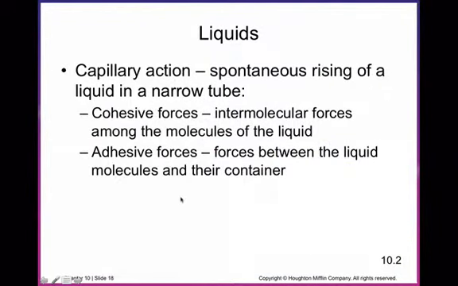Capillary action is another property that you need to know. Capillary action is the spontaneous rising of a liquid in a narrow tube, and I'll show you a picture in a second of what that looks like. But there's two terms that go along with that. There's cohesive forces and adhesive forces.